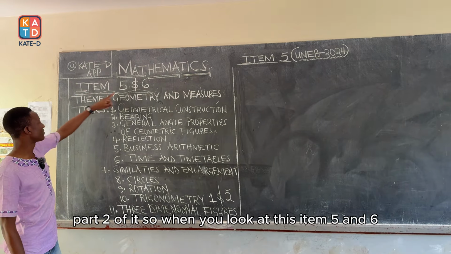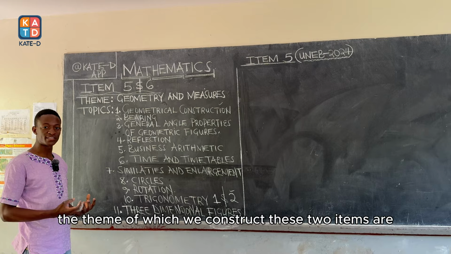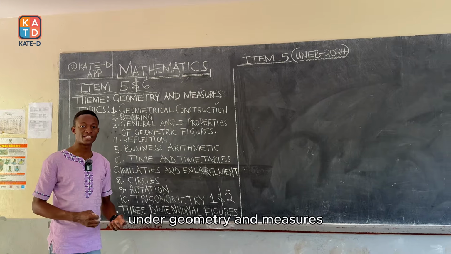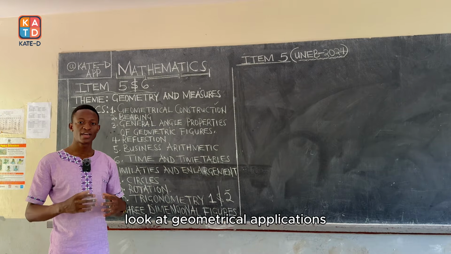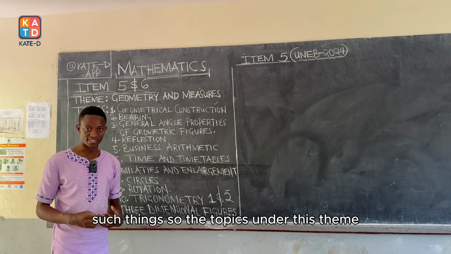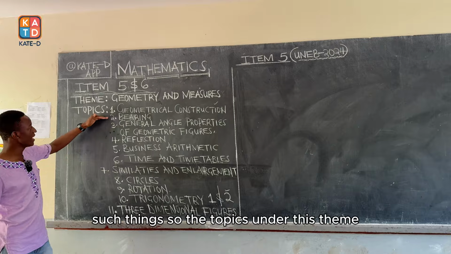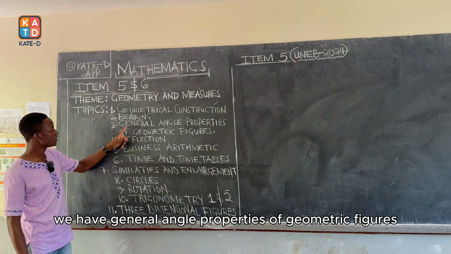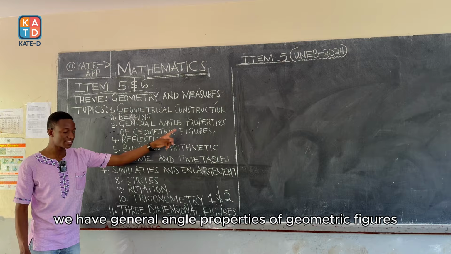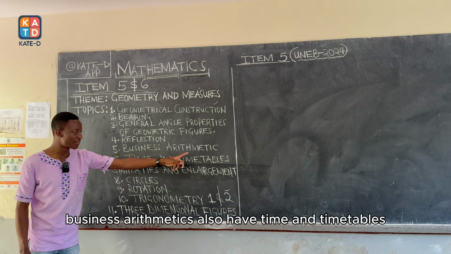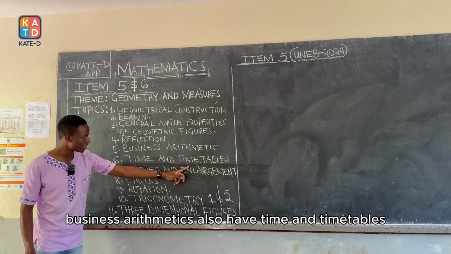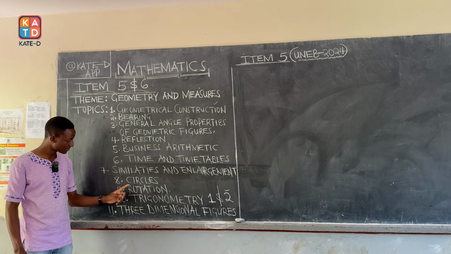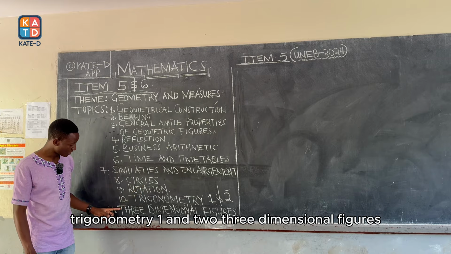So when you look at this item 5 and 6, the theme of which we construct these two items is geometry and measures. Under geometry and measures, we look at geometrical applications, measurement, construction, such things. So the topics under this theme, we have geometrical construction, we have bearing, we have general angle properties of geometric figures, we have reflection, business arithmetics, we also have time and timetables, similarities and enlargement, circles, rotation, trigonometry 1 and 2, three-dimensional figures.